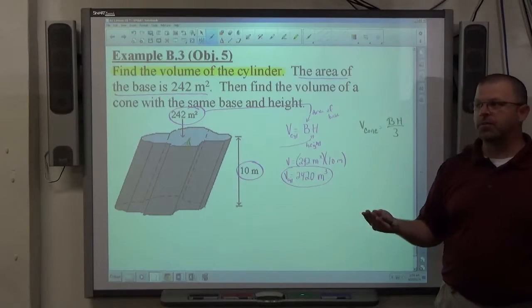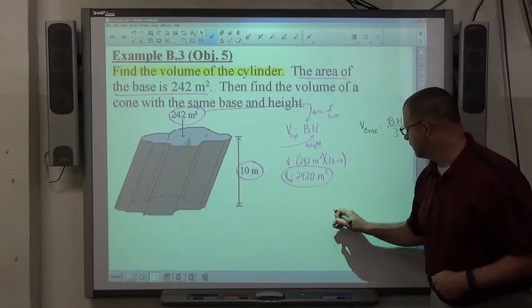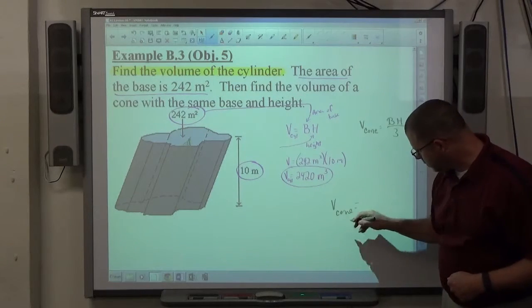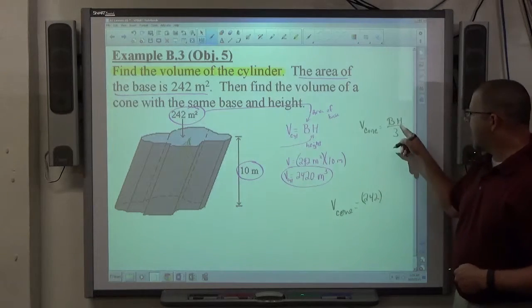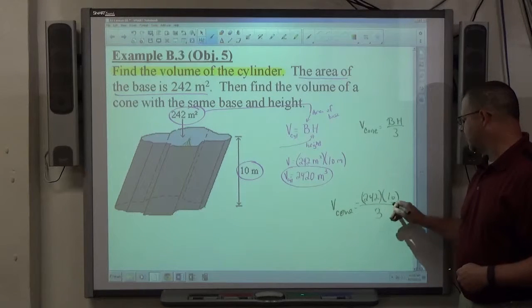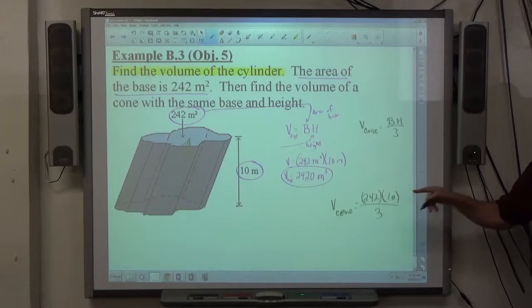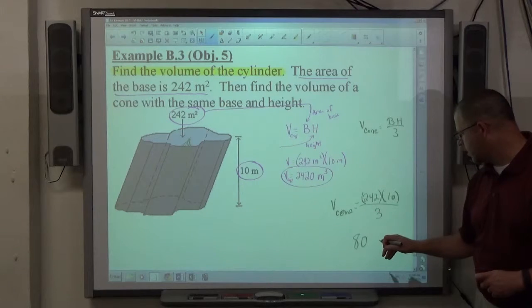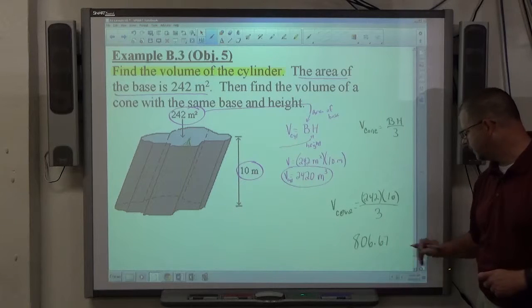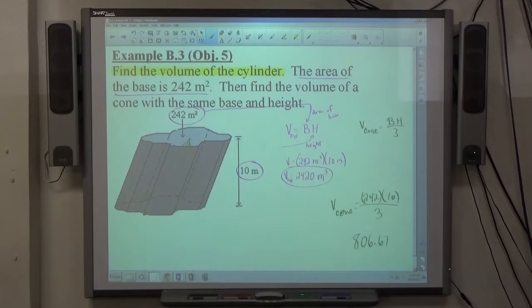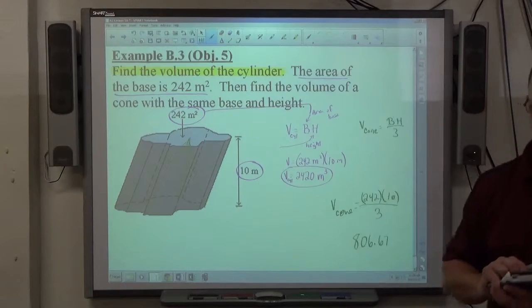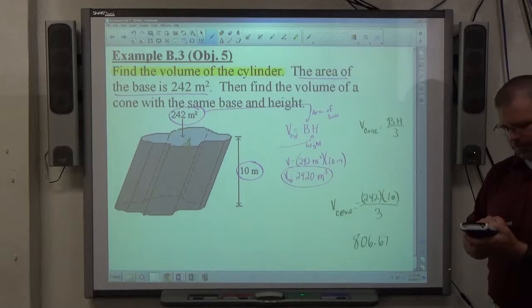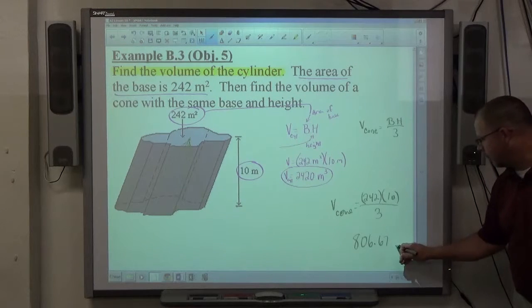So what we need to know here is the same information. What's the area of the base? 242 square meters. Times a height of 10 meters. But now we got to divide by 3. So 2,420 divided by 3, which is 806.67. Is that right? I'm going to stick with that answer. 806.67. Okay. 806.6 repeated. Perfect. I rounded. All right, and that's cubic meters.